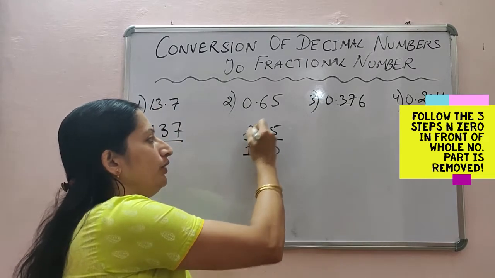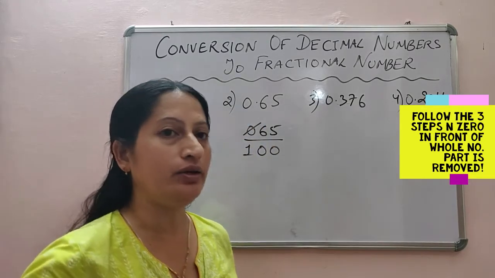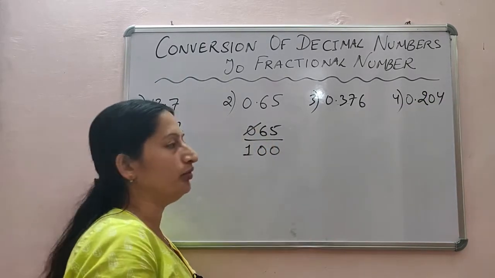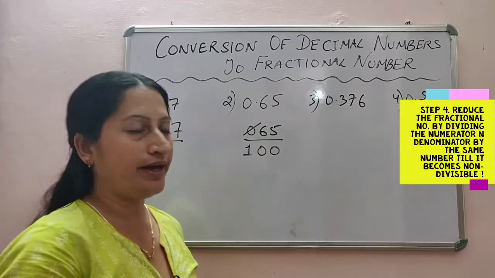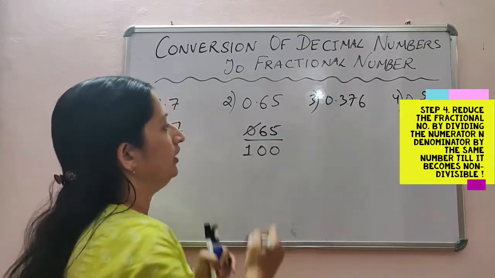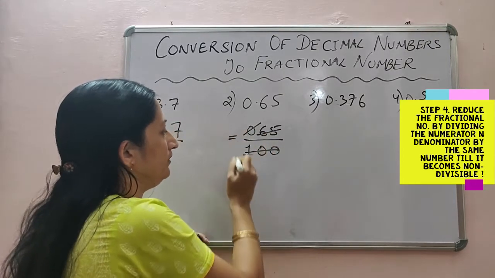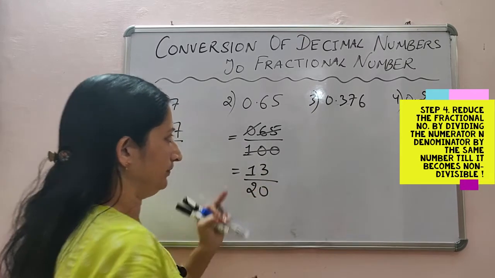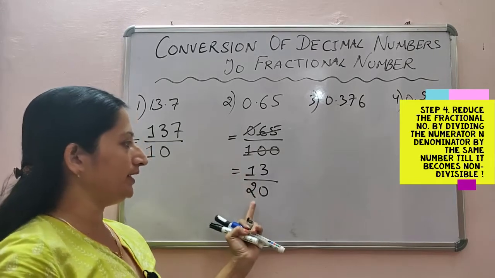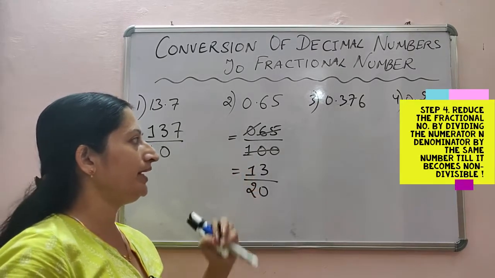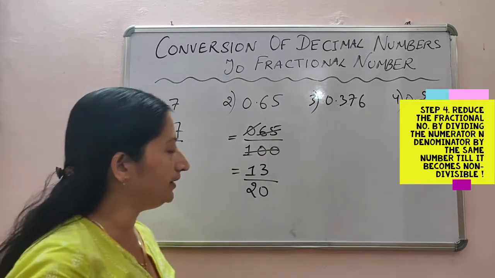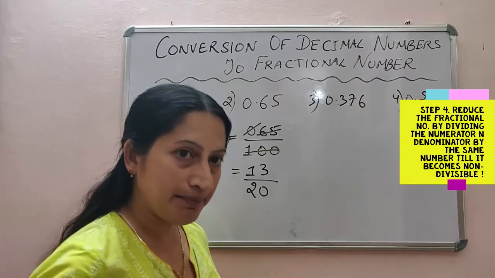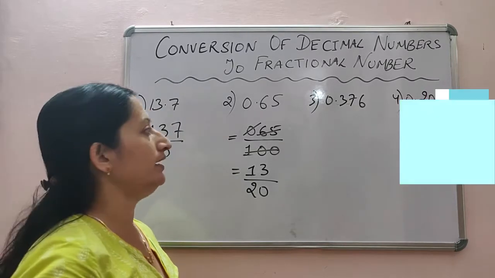Now students, the 0 which is there in front of any whole number doesn't have any value. So 0 will be removed like that, and we can now divide both top and bottom by 5. When we divide, we will write it like this, that is 13 by 20. I hope you are able to understand this. Now 13 by 20 is not divisible by any number. So 13 by 20 is our simplest fractional number.